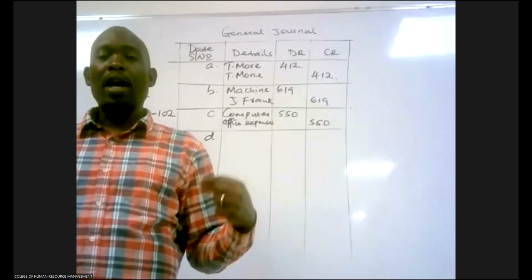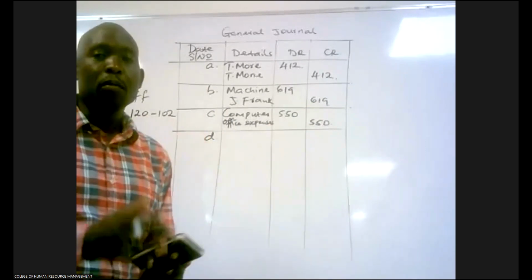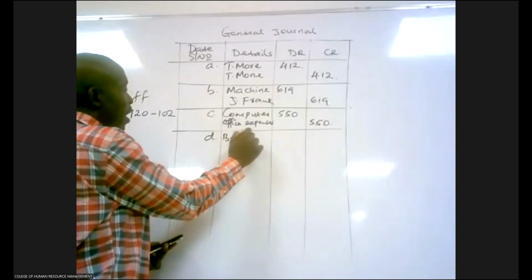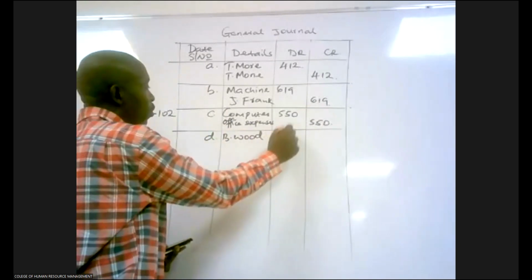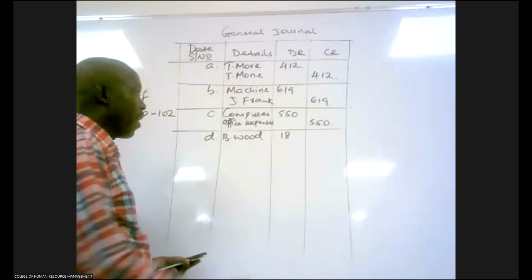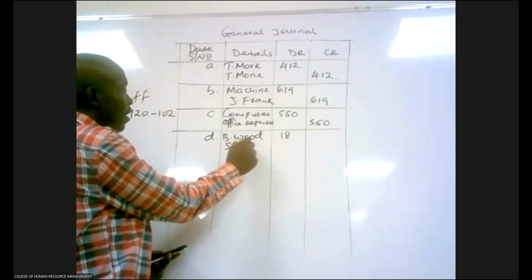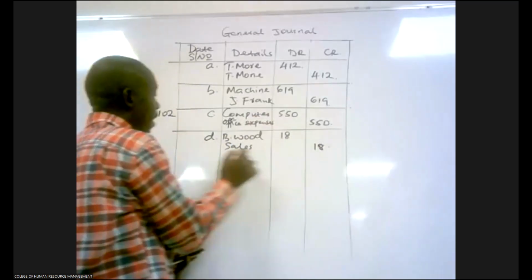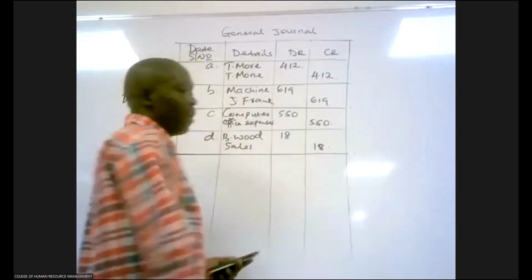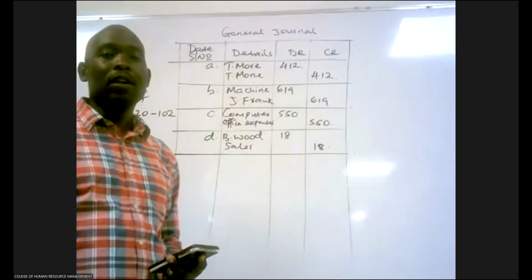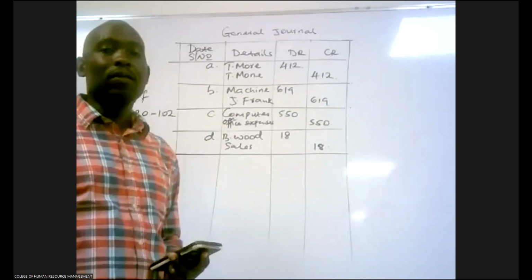So B Wood, being a debtor, was debited by 102. Now we shall come here and debit again, but now we use 18 so that we can add to the 102 that was recorded there. Come here again, sales was credited with 102. We credit again with 18 so that now it can total 120.